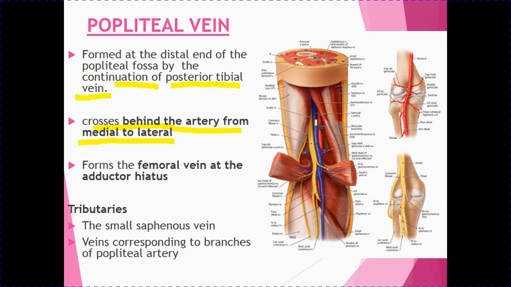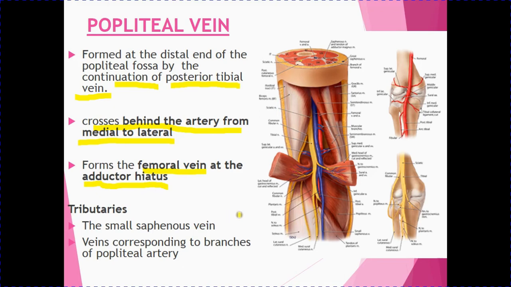The popliteal vein runs upward and it forms the femoral vein at the level of the adductor hiatus. So now what is the story? Where do veins start? Veins start from below, right? So how is the popliteal vein formed? First of all, it is formed by the continuation of the posterior tibial vein.